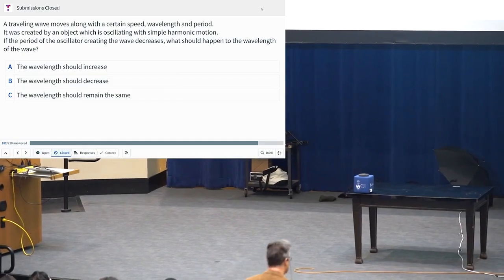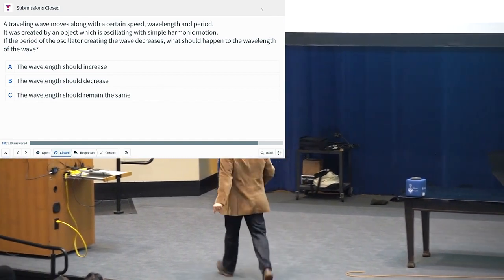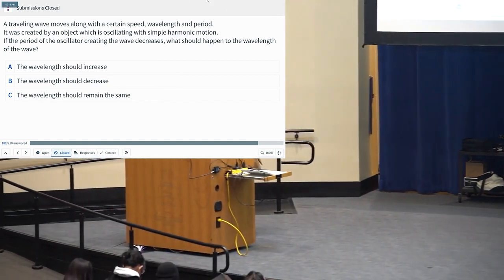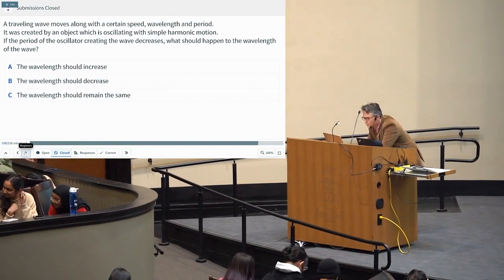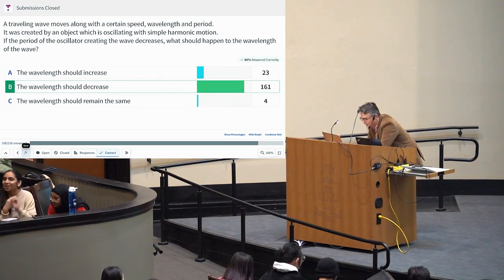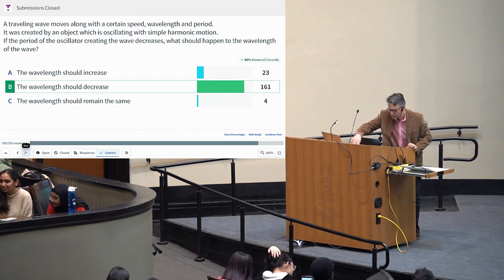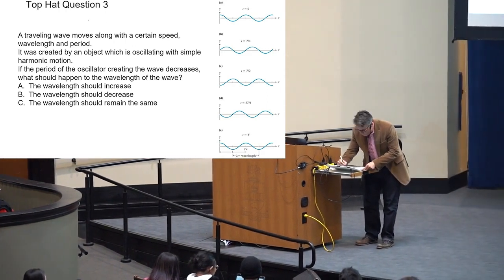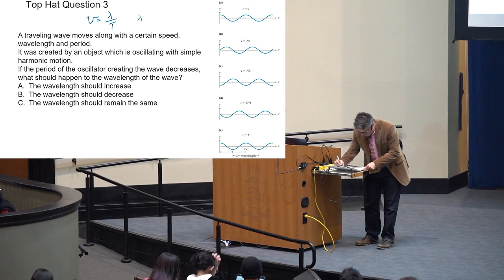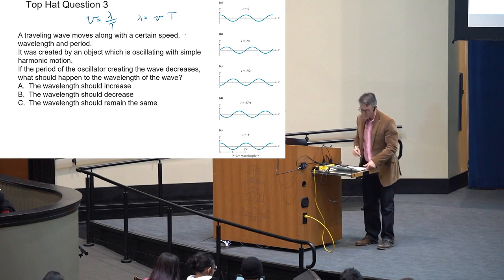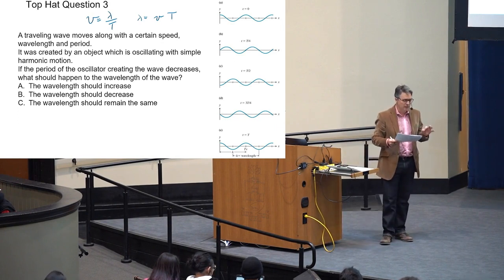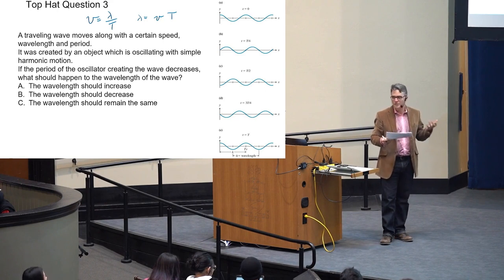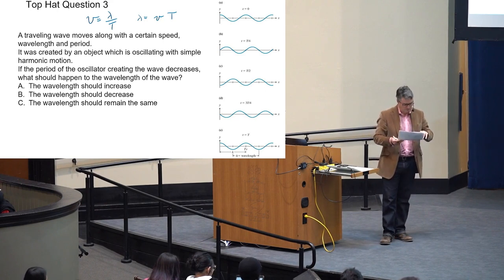Okay, let's see what people are saying. Let's see if this one went better. Yeah, you got it. We kind of went over that. But yeah, basic idea is that, again, V is equal to lambda over the period. So lambda is equal to V times the period. And again, the moral of the story is that the speed of the wave in a medium depends on the properties of the medium, not the properties of the wave.